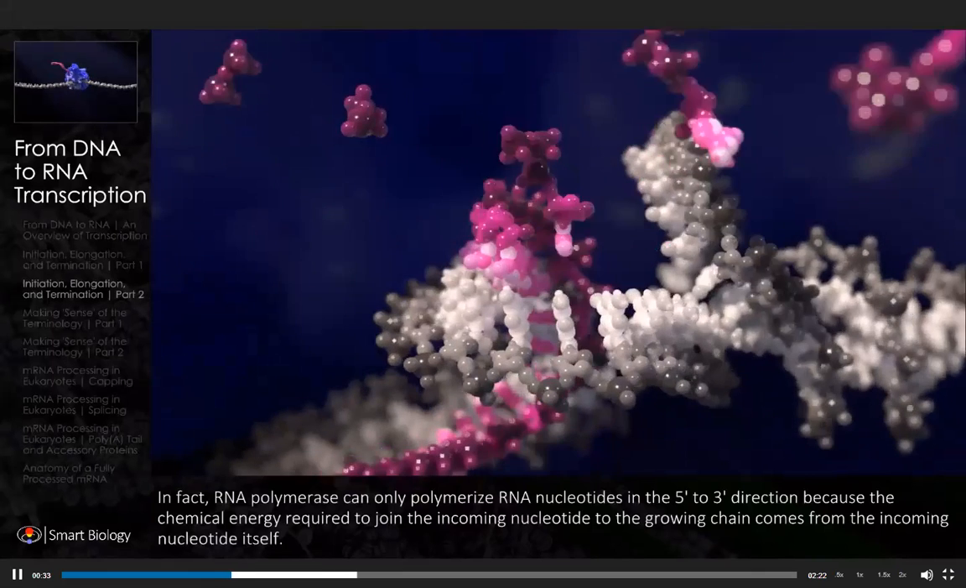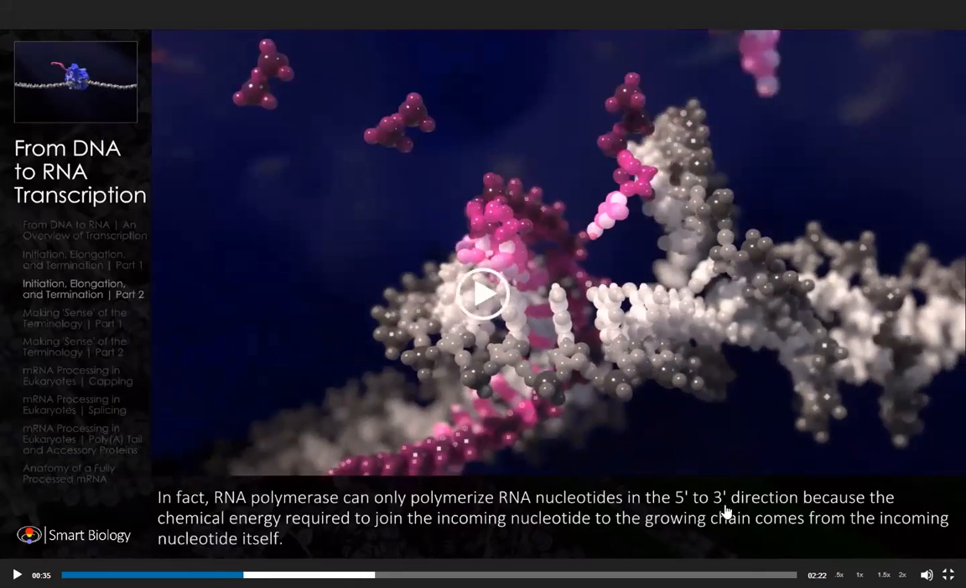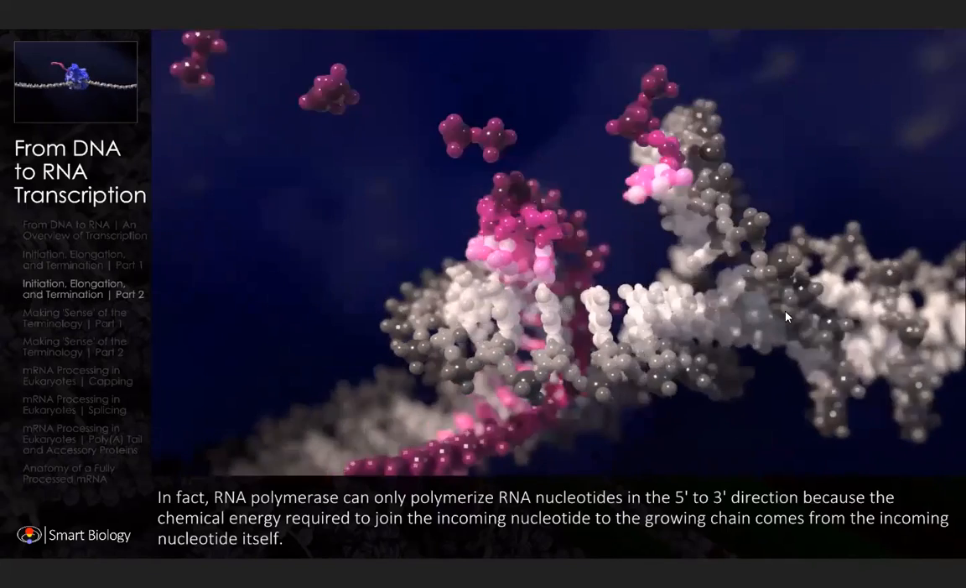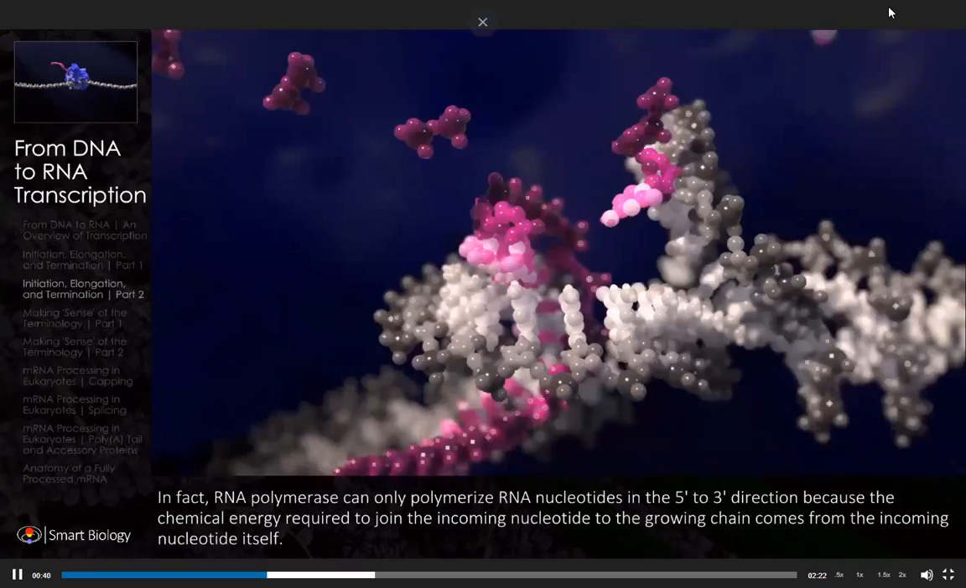So, of course, RNA polymerase can only polymerize the nucleotides in the 5 to 3 prime direction, because the energy, as I was mentioning a little bit earlier, the energy required to join the incoming nucleotide to the growing chain comes from the nucleotide itself, from the release of the pyrophosphate, which will then provide the energy. So this is the pyrophosphate being released here.